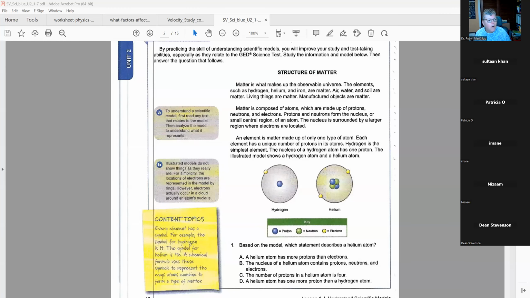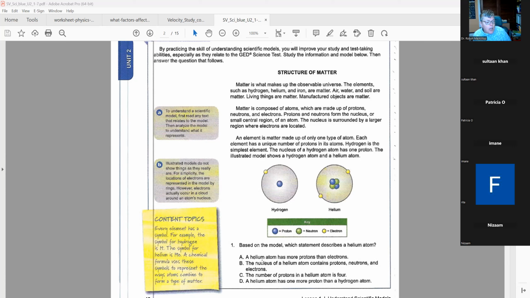All right, can you see that okay? The structure of matter. Yes, awesome, thank you. So again, you've got 3 paragraphs. Don't read them if you don't have to. Wait until you get to the question to find out if you need to read. So we come down to the question: based on the model, which statement describes a helium atom? They're talking about the image. We don't have to read. Whatever we need is going to be in this image.